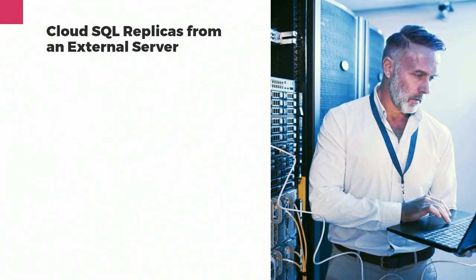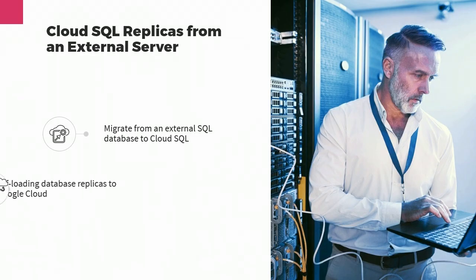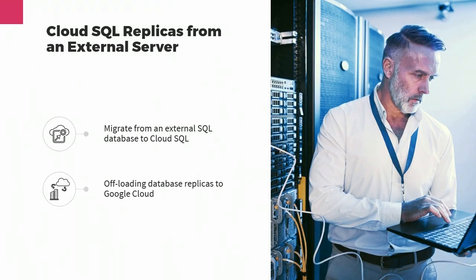Cloud SQL replicas from an external server is important here. This is where we can migrate from an external SQL database directly to Cloud SQL. So if you have an on-premises system, this is where you can take your self-managed MySQL server and put it into Google Cloud with very minimal downtime for your application. You can offload database replicas to Google Cloud, and then you can retain colocation and control of your server while you're offloading the administration of the replicas to Cloud SQL.